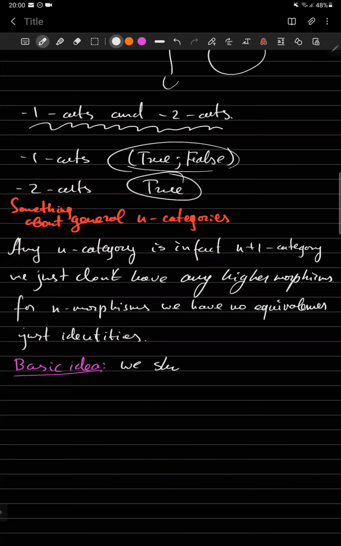We should keep track of equalities. So we replace equalities with equivalences, and we keep track of the morphisms which realize these equivalences. And that's the basic idea. And if we don't have any higher morphisms, then we don't have equivalences. We have equivalences up to identical morphism, which just means strict equality.